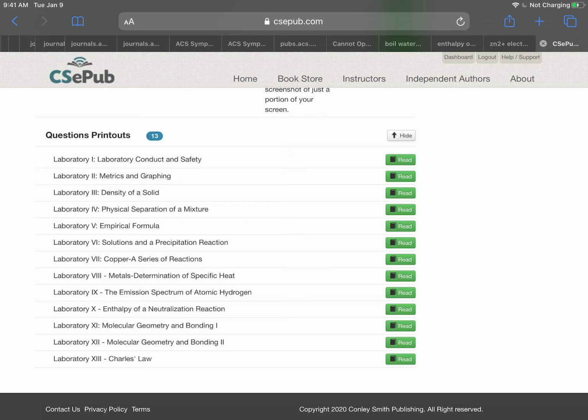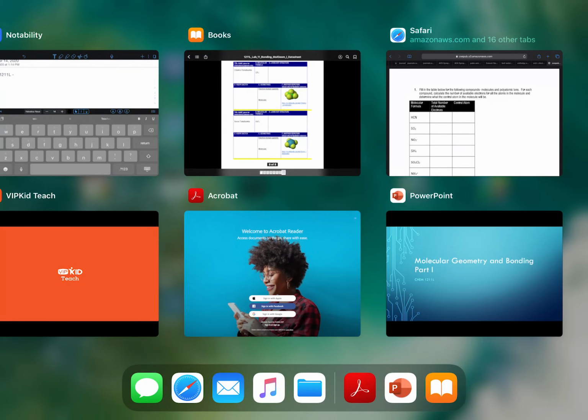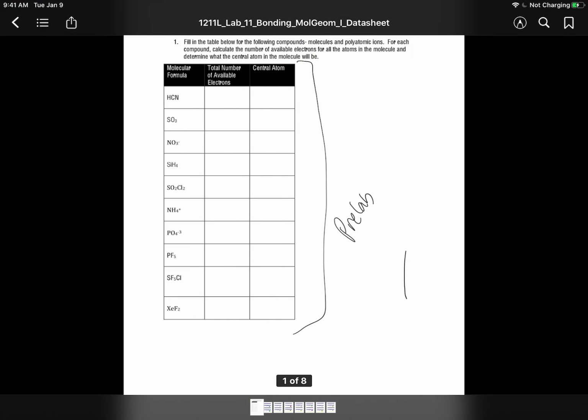To get that, you need to go under your questions printout. Once you're in your questions printout, you're going to click on the molecular geometry and bonding questions. So go to read, and then you're going to open this with some sort of PDF viewer. If you have some sort of mobile device that you can draw on a PDF, or you're going to want to actually print this out and then upload that document onto CSE Pub. I just put it into iBooks myself, and from here you can just answer it and then save it as PDF and then input it again onto CSE Pub.